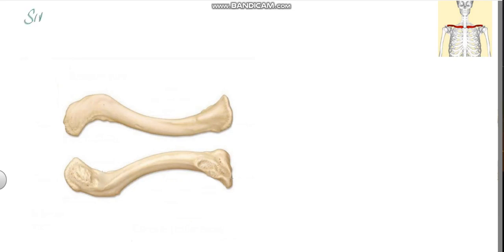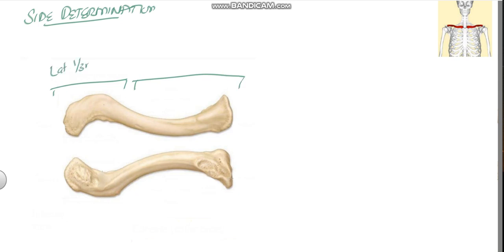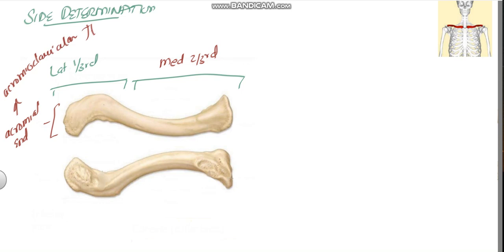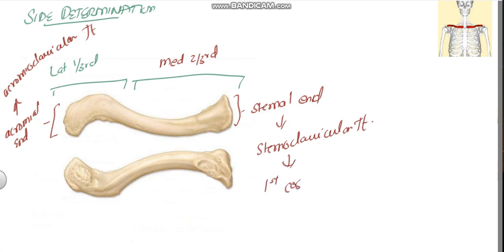Very quickly, let's look into the side determination. Clavicle is divisible into two parts. The first one is the lateral 1/3. The second one is the medial 2/3. Laterally, we have the acromial end, which articulates with the acromion process of the scapula to form the acromioclavicular joint. Medially, we have the sternal end, which articulates with the clavicular notch of the manubrium sterni to form the sternoclavicular joint. It extends inferiorly to articulate with the first costal cartilage.